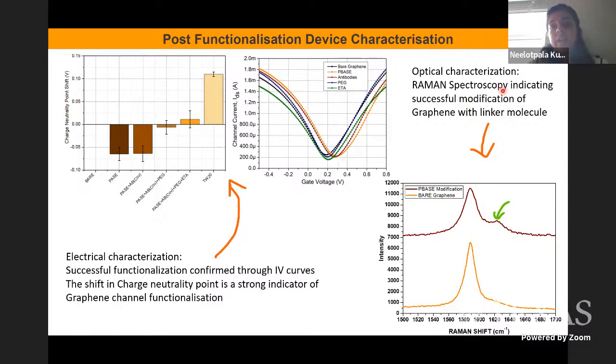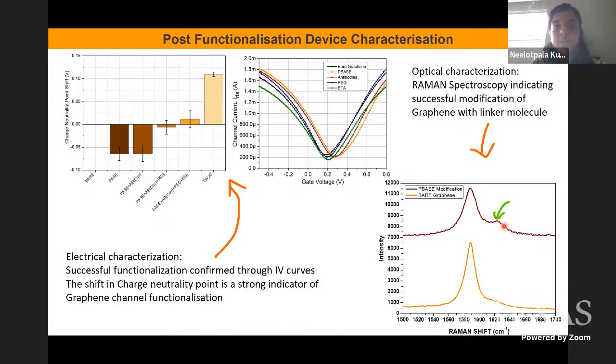Also, another way of characterization is optical characterization. Here we have used Raman spectroscopy to identify whether we had the attachment of the second reagent that we were using here, that's p-base. We can see very clearly that upon addition of p-base on the surface of graphene, there's an extra peak at 1623, which through literature again identifies that we have a layer of functionalization that we are looking for.